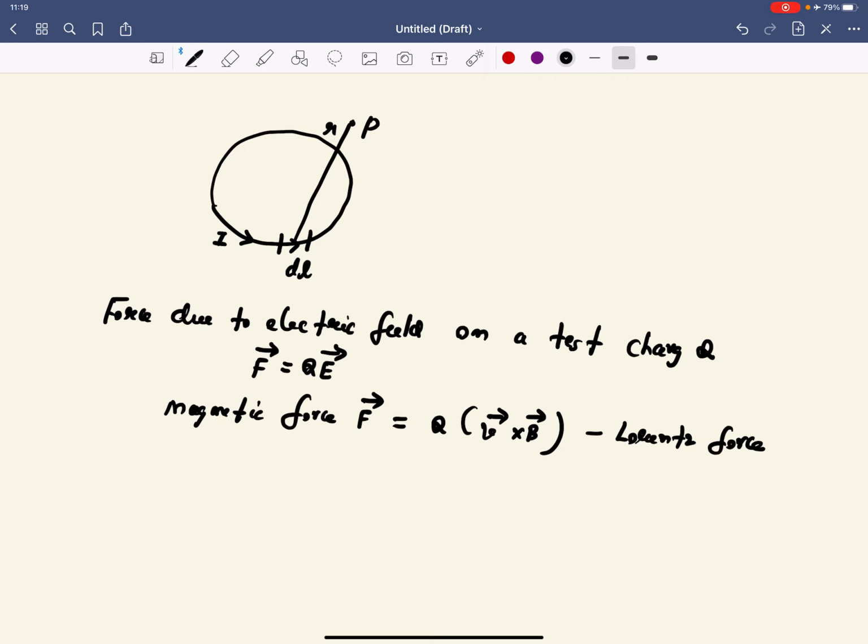So this, if you see the electrostatic force and the magnetostatic force, in the magnetostatic force there is a cross product involved. We'll come to this cross product anyway. So what is the V? V here is the velocity of charge Q in the direction of current.